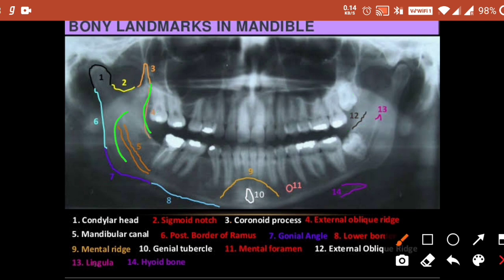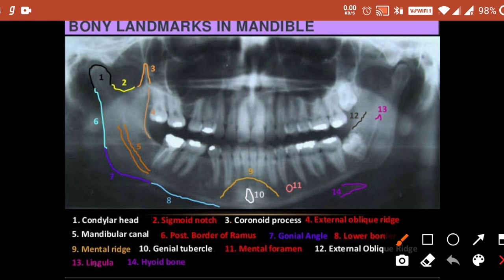Then here you can see the mandibular canal, through which our inferior alveolar nerve passes, and this is the posterior border of our ramus. Then comes the gonial angle. It appears as a radio-opaque bony structure where the ramus joins the body of the mandible. Then here you can see number 8, which is the lower border of the mandible. Then there is the presence of the mental ridge from the premolars to anteriors, and from anteriors to the premolars of the other side. This is the mental ridge.